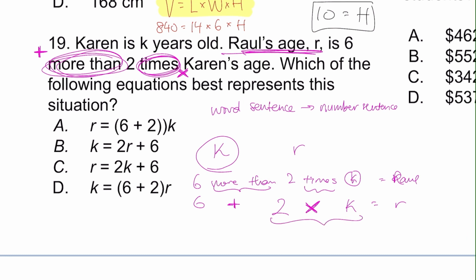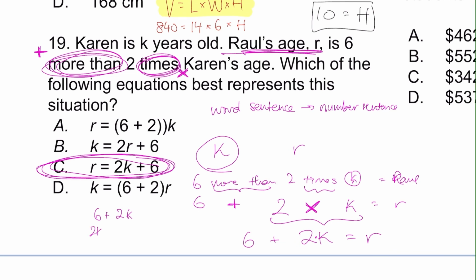Now for this multiply, you can rewrite this using a coefficient and a variable. So you don't have to put the multiply sign, you could just have an invisible dot. And this corresponds with choice C, because we can use the commutative property of addition to turn 6 plus 2k into 2k plus 6. This is the commutative property, and it says you can switch the order for addition and multiplication problems, and they're both the same.